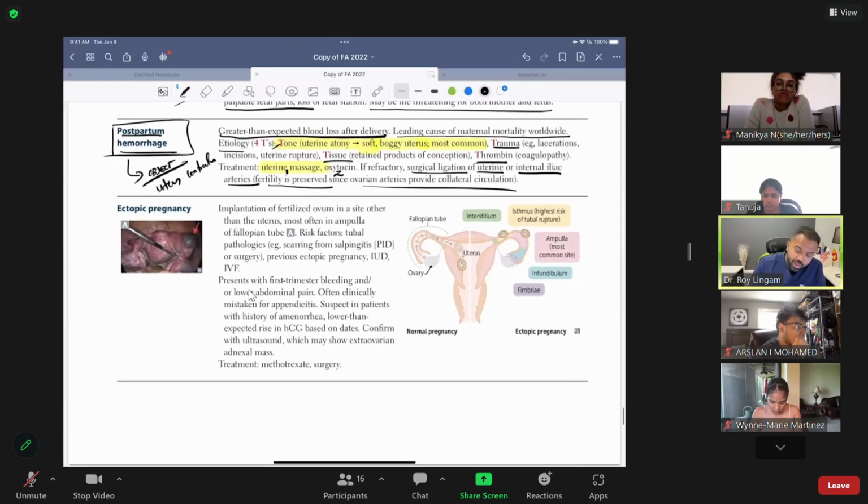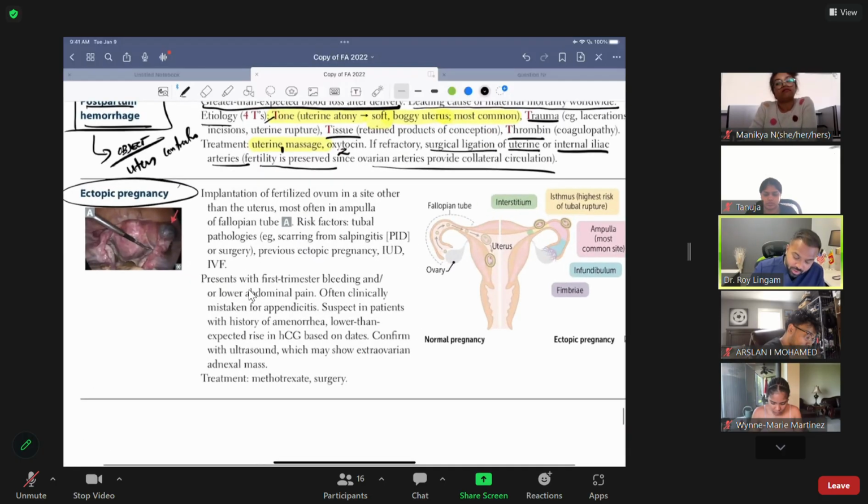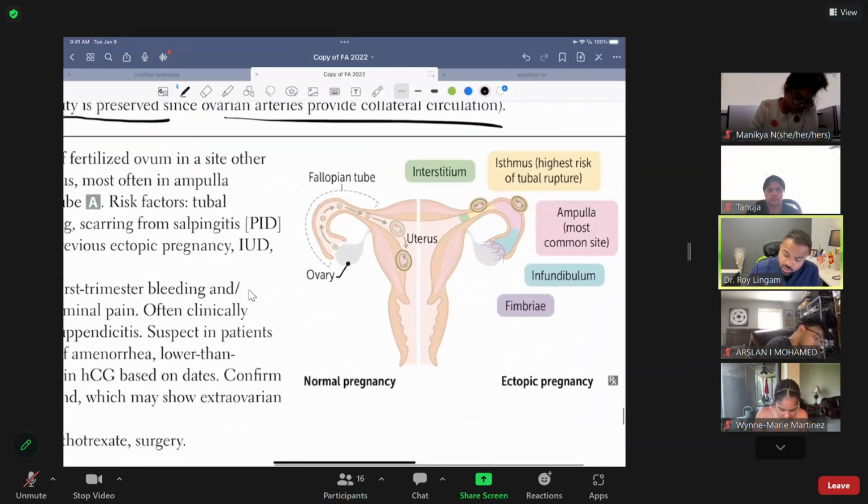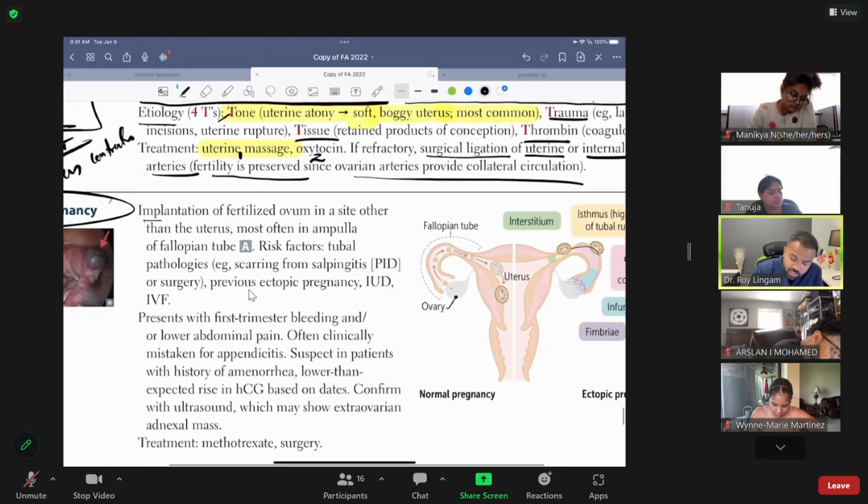Now, the next disease is ectopic pregnancy. Ectopic pregnancy is defined as when the fertilization happens outside the uterus. Is that clear, folks? Simple. They're going to a different house than where they're supposed to. Now you can see the normal structure: this is the ovary, fallopian tube, and how the fertilization happens. The most common site of ectopic pregnancy is somewhere in the fallopian tube. Implantation of the fertilized ovum is at a site other than the uterus, most often in the fallopian tube.